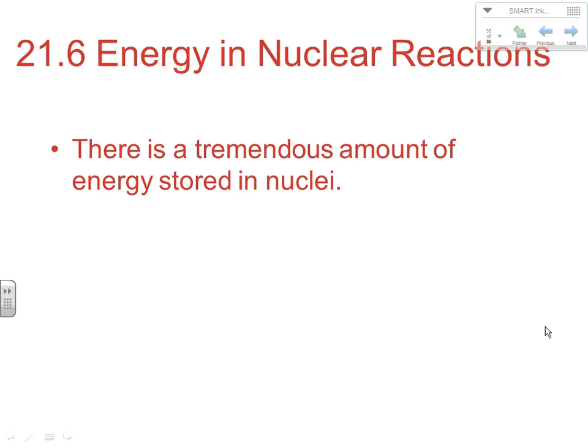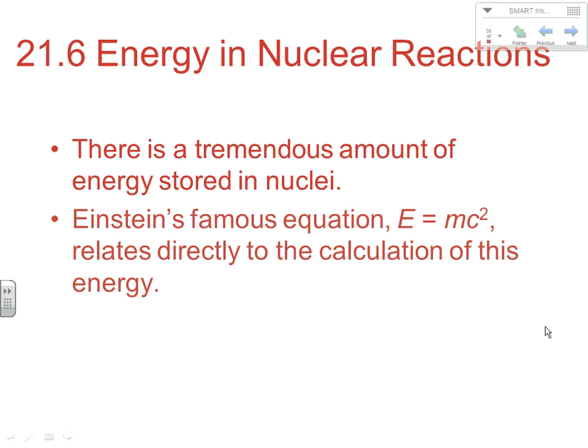Now, the next section is another type of math related to the chapter. And this is something I talked about a little bit in some of the classes based on some of the questions we had. It's related to, remember, the mass deficit or mass defect in an atom. There's a tremendous amount of energy stored in the nucleus to help hold those protons together. And Einstein's famous equation E equals mc squared is related directly to the calculations for this energy.